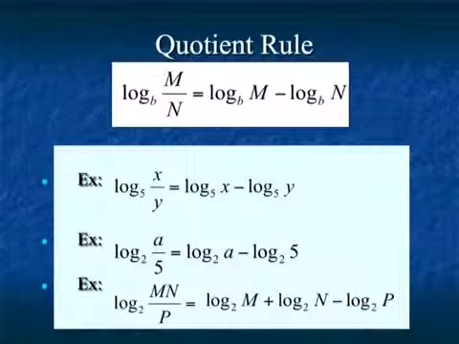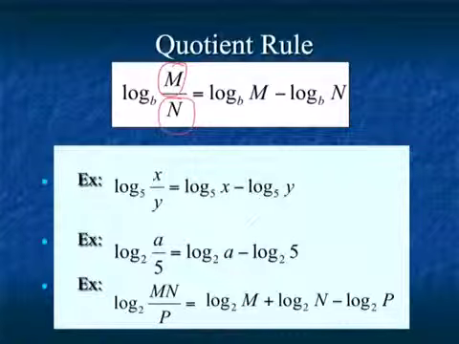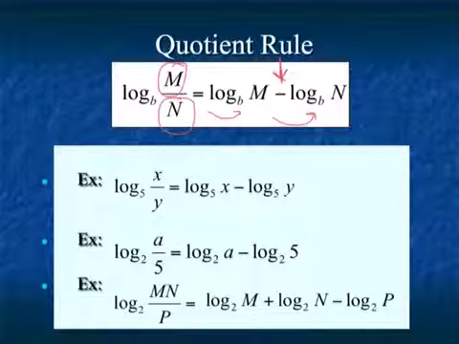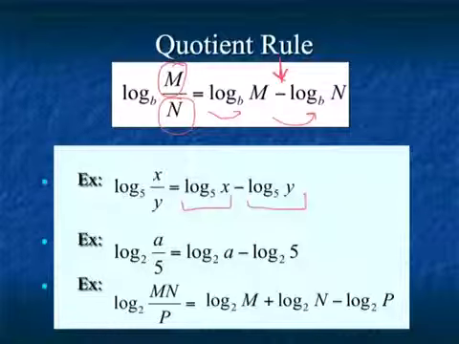Next thing we have is the quotient rule. This is where we're dividing, and what we're going to do is we're going to split up the numerator and the denominator. So this is log base b of m minus log base b of n. Because it is division and logarithms, you'll find out, will undo, or the inverse of exponents, the rules of exponents, just like the rules of logarithms. When you're dividing, you subtract. So this log base 5 of x over y is log base 5 of x minus log base 5 of y.